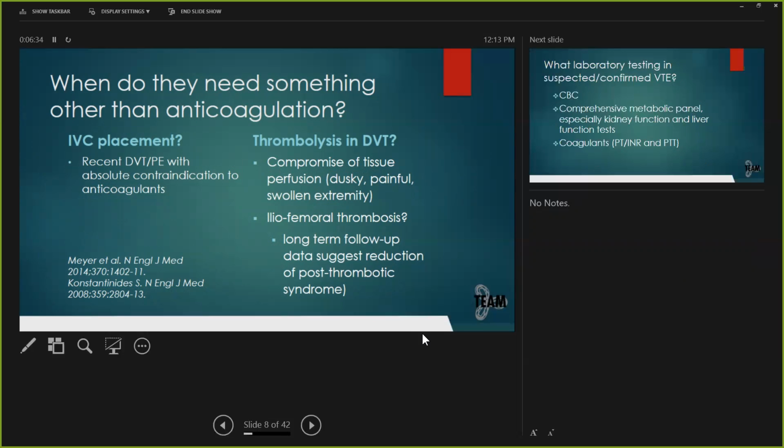And then there's thrombolysis. What are the indications for thrombolysis? If there is tissue compromise, like if the patient has a compartment syndrome picture where the leg is dusky, painful, and the whole leg is swollen, then the first thing is to call interventional radiology to see if the patient can get thrombolysis ASAP to save the limb. Sometimes just getting the patient on IV heparin is not enough, because heparin does help in clot lysis, but it's not good enough if you have a threatened compromise of the leg.